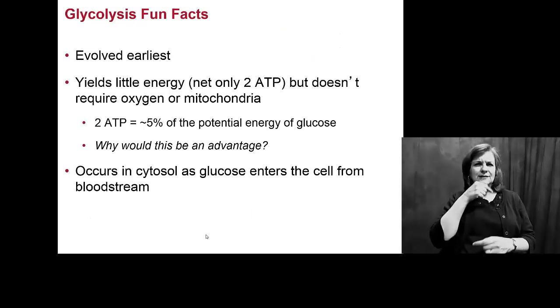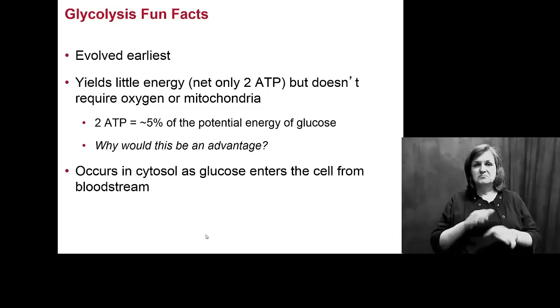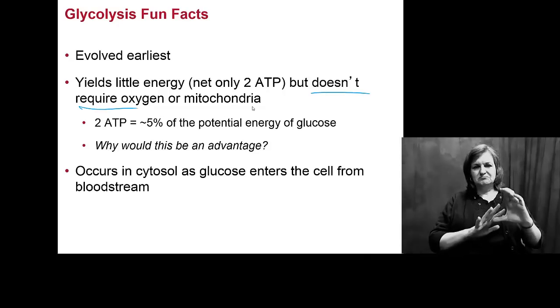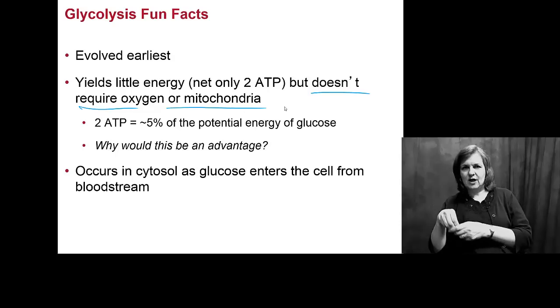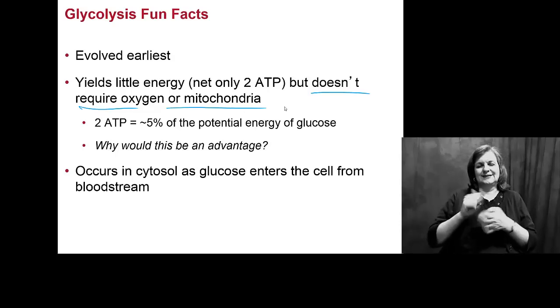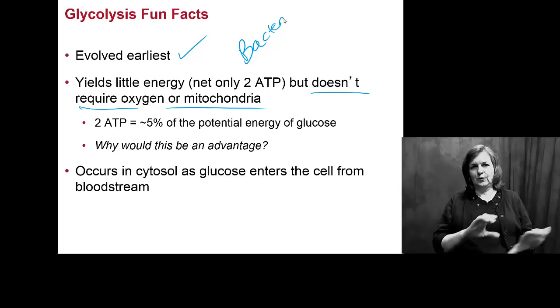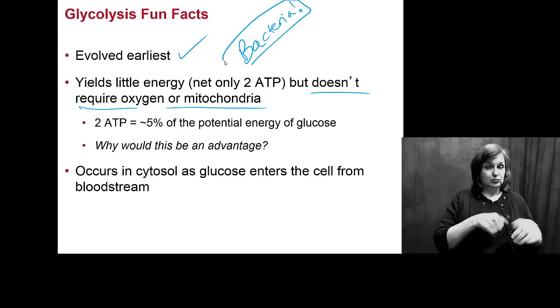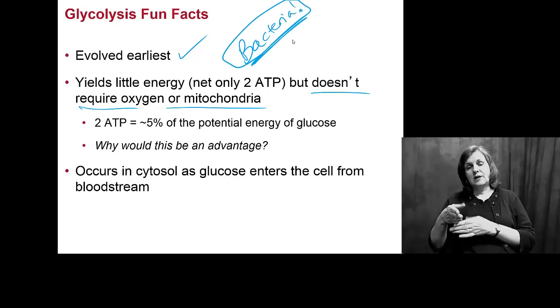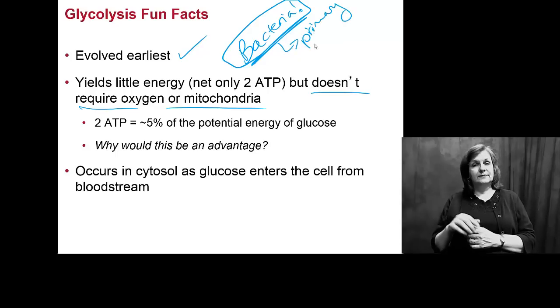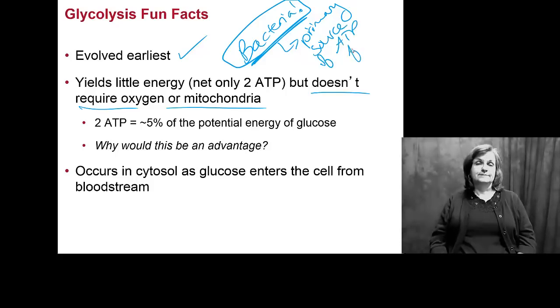Cool things about glycolysis, it actually doesn't require oxygen. And since we said it happens in the cytoplasm, there's no mitochondria involved. So this is the earliest evolved form of cell respiration that we know of, and this is what bacteria do. This is the primary source of ATP for our bacteria.